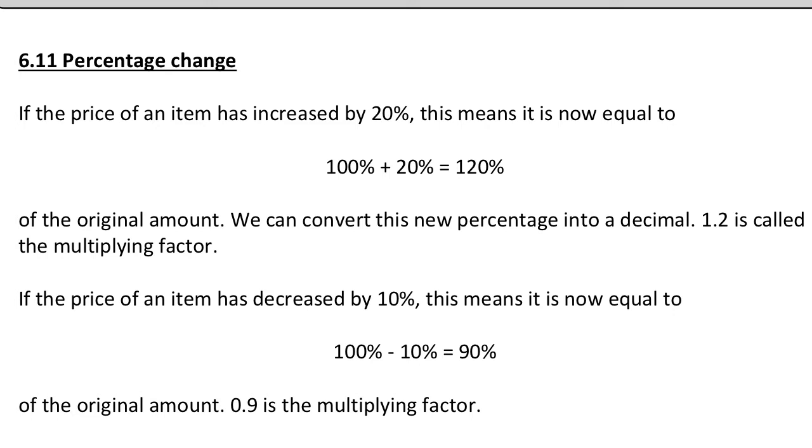If the price had been decreased by 10%, so originally we would have 100%, and then we're taking away 10%, that gives us 90%. Then to change 90% into a decimal, so write the new percentage as a decimal, divide by 100, the decimal point is after the 0, move it twice, and you get 0.9. So 0.9 would be the multiplying factor. So remember, for increase, you're going to add it on. For decrease, you're going to take away. And once you've got the new percentage, you divide by 100 to get it into a decimal.